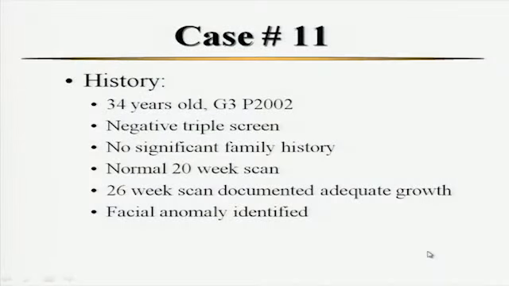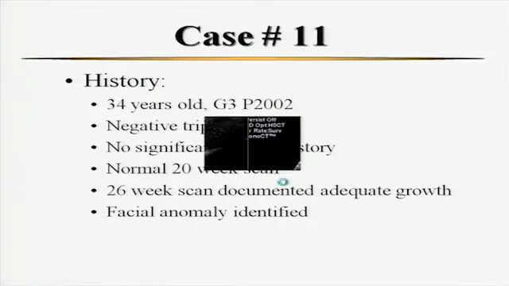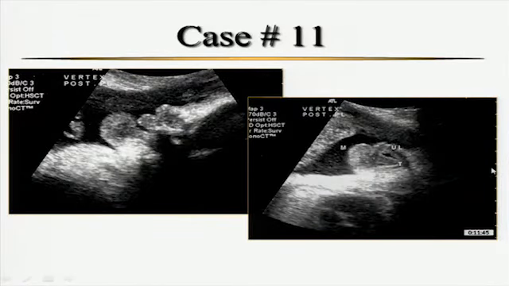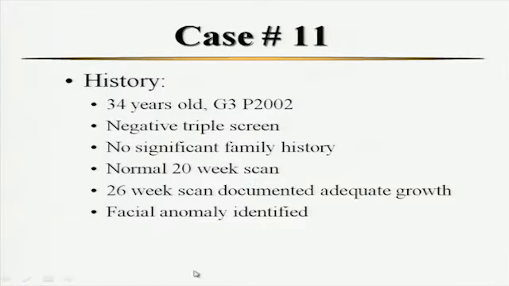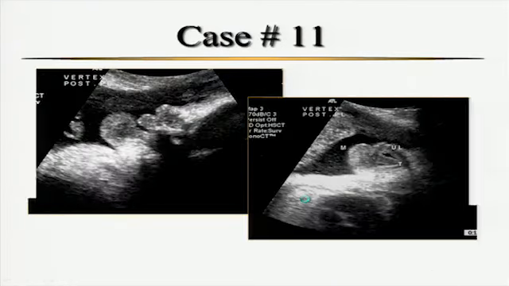Okay, case number 11, 34 years old, gravida 3, para 2002, a negative triple screen, no significant family history. She's had a previous normal 20-week scan. Now at 26 weeks, she's being sent in for a growth study. And they had a facial anomaly that was identified when we did the growth study. So she had the normal 20-week study, then was referred in after the growth study.